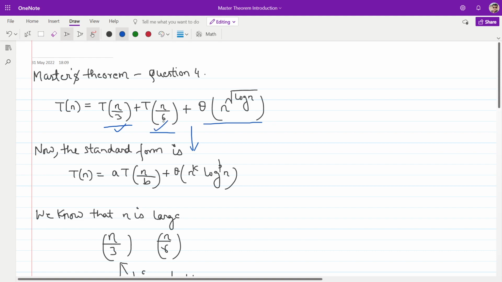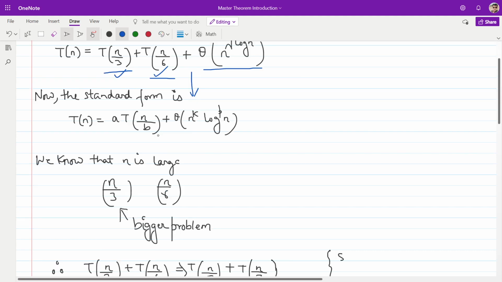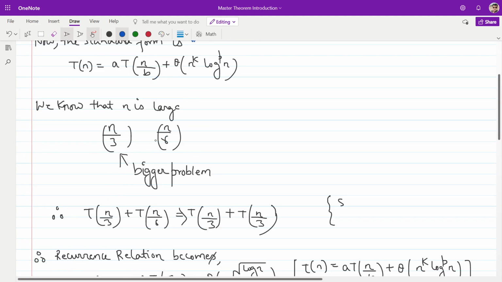So now we have to apply one trick. And what is that trick? The trick is very simple. We know that n is going to be very large, and in this case the problem of size n/3 is going to be larger. This problem will be bigger compared to the problem of size n/6, which means this bigger problem will play a dominating role in affecting the time complexity of the equation.